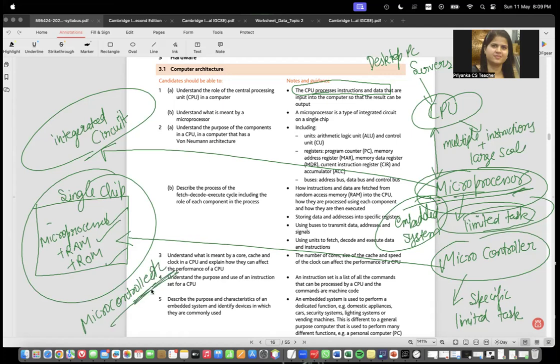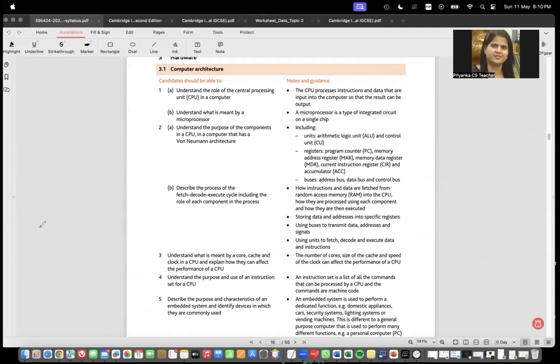A few embedded systems use a microcontroller, for example a drone or a robotic car. Microcontroller means on a single chip you have the processor, the RAM, and the ROM. But microprocessor means on a single chip you have only the integrated circuit, and other components like RAM and ROM are outside this chip.